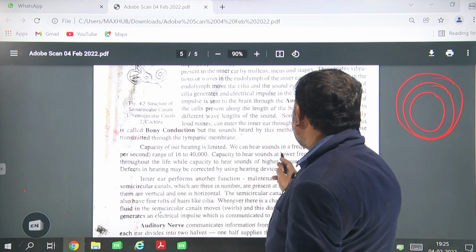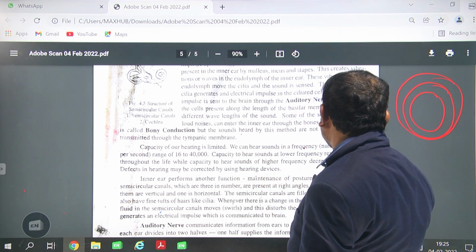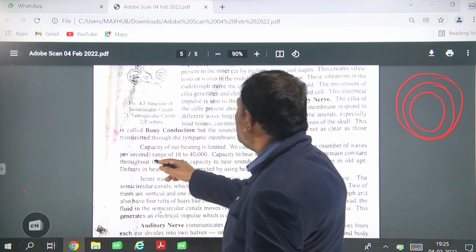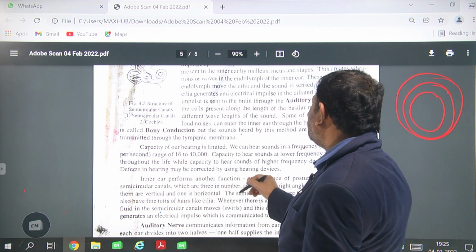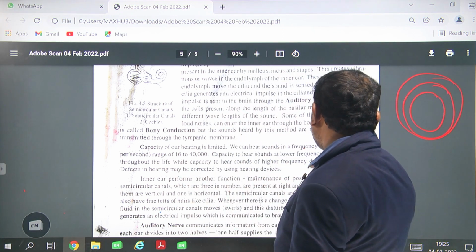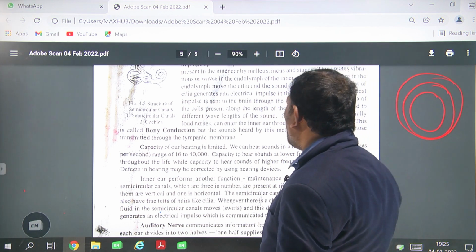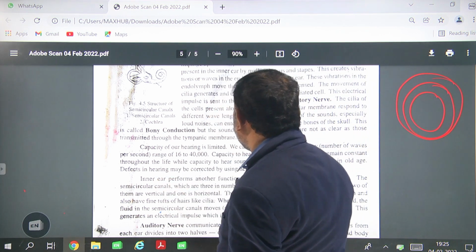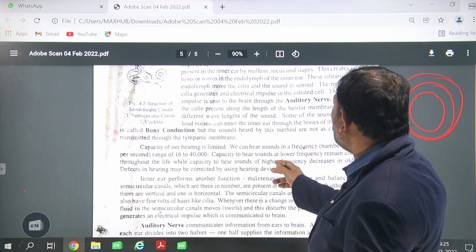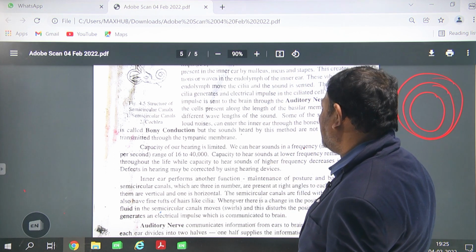The capacity to hear sounds at lower frequency remains constant throughout life, while the capacity to hear sound of higher frequency decreases in old age. Defects in hearing may be corrected by using hearing devices.